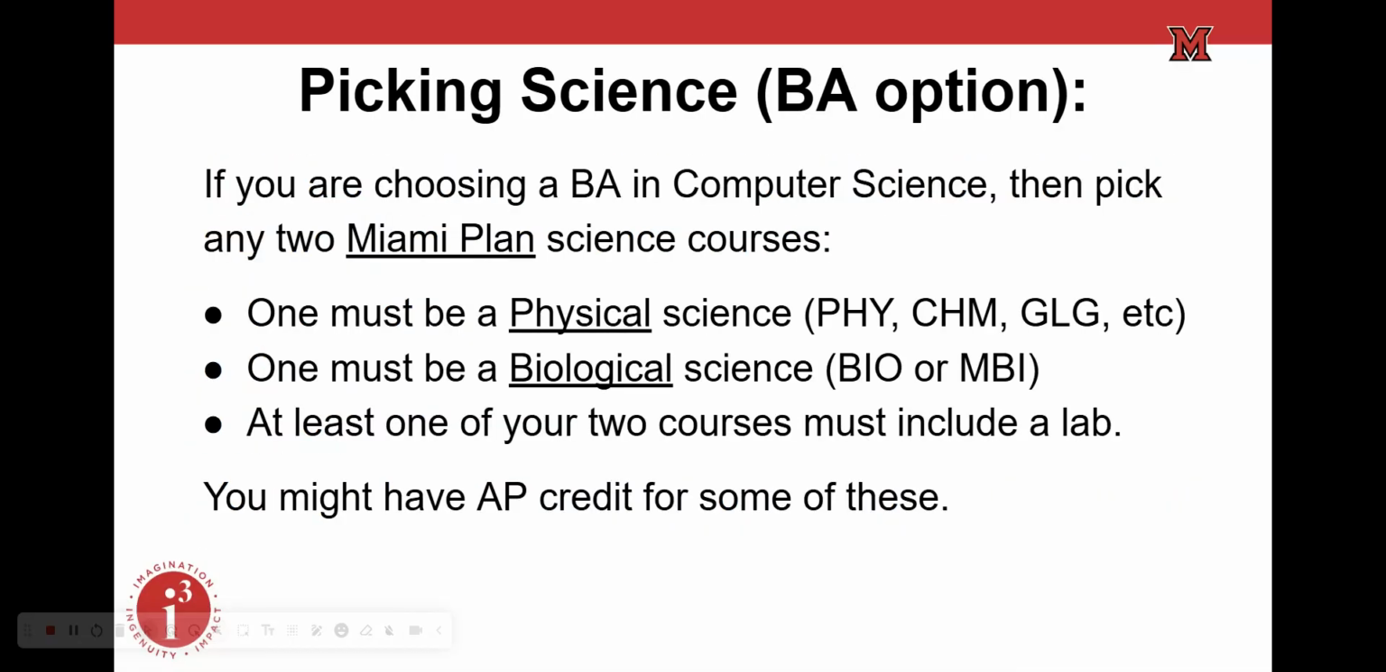The BA option, you have more of a choice for your science classes. You can pick any 2 Miami Plan classes. One must be a physical science and one a biological science. Remember, one of these sciences has to have a lab. You also could have AP credit for some of these as well.